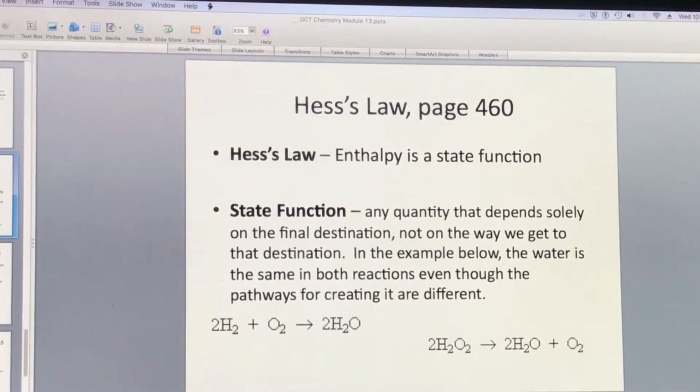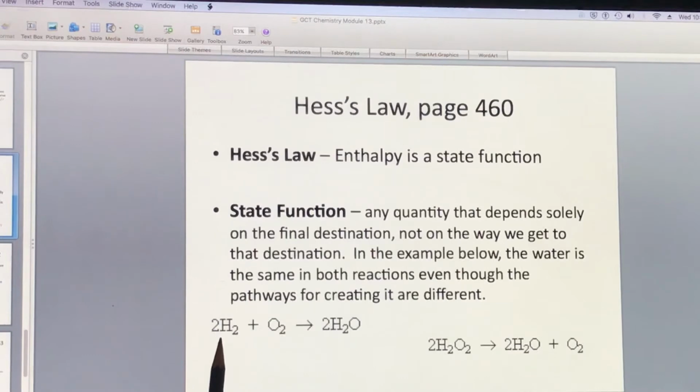All right, moving ahead, page 460, we have Hess's law, which states that enthalpy is a state function. So the question is, exactly what is a state function? In the book it describes it as any quantity that depends solely on the final destination, not on the way that we get to that destination. So in the example below, the water is the same molecule in two different reactions, even though the pathways for creating it are different.